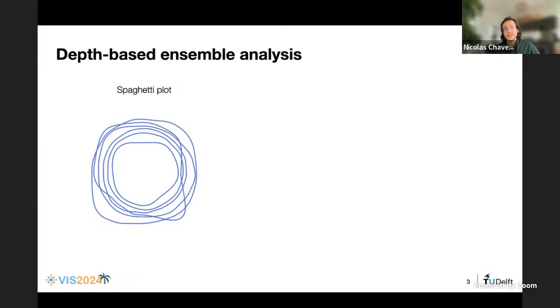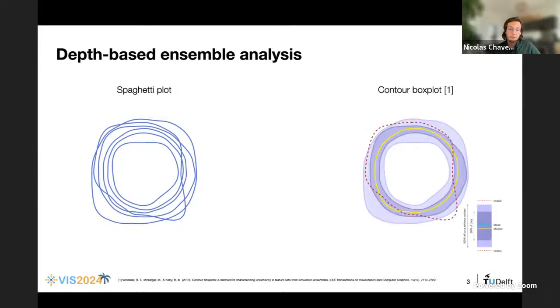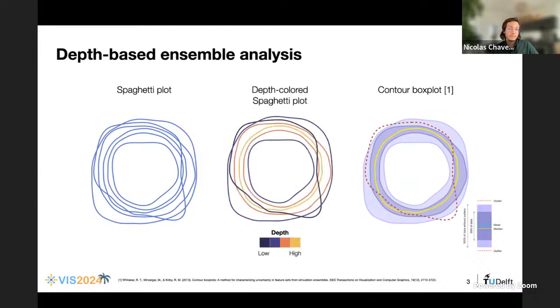Simpler alternatives exist, and one of those is the contour box plot, which was presented before. The contour box plot permits analyzing ensembles of contours using statistical quantities in the ensemble, such as the confidence intervals, the median, the mean, and also the outliers. The key ingredient to be able to compute a contour box plot is contour depths. Contour depths assign a depth value to each contour in the ensemble, which signifies how central this ensemble member is.